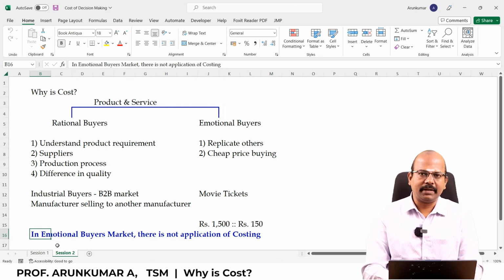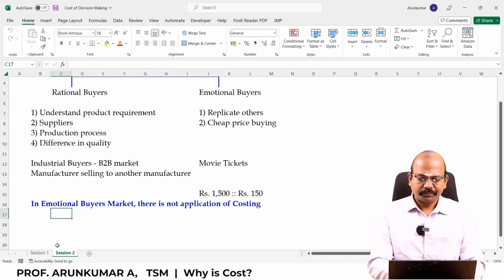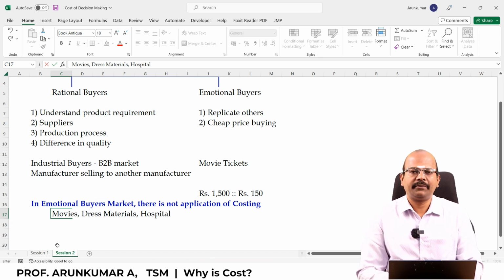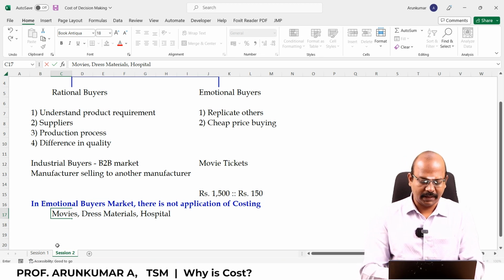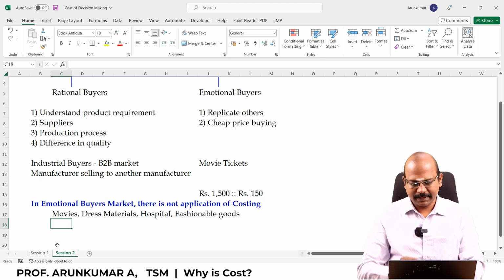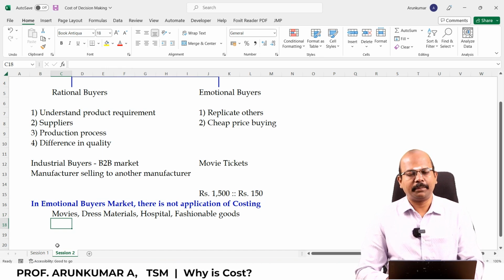I will give you some examples. What do the examples mean? Movies, we have seen the movies. Then dress materials, clothings, wearables, and then to some extent hospital. There also people are going for emergency purpose. Whatever be the money, they will start paying the money. So there also to some extent costing is not applicable. And fashionable goods. So these are the things for which people are very crazy. They will buy at whatever be their prices.